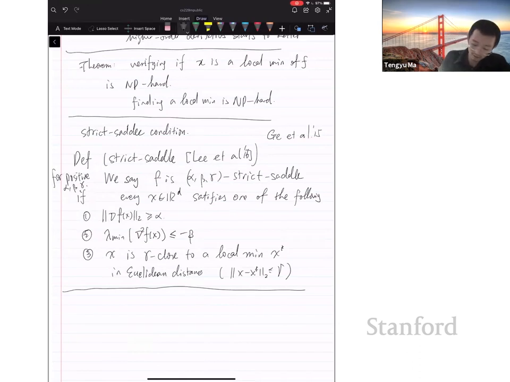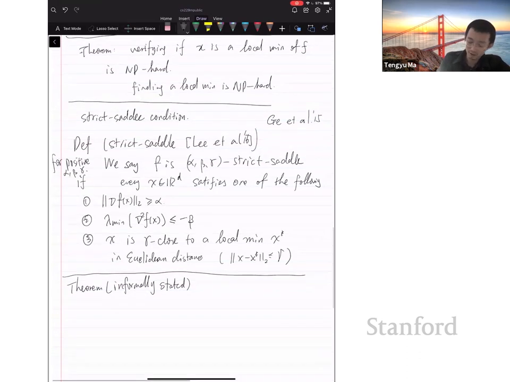So here's the theorem. The theorem is somewhat informal. It's pretty formal in the sense that all the bounds are correct. It's just that I won't specify some of the exact details. So suppose f is alpha, beta, and gamma strict saddle.